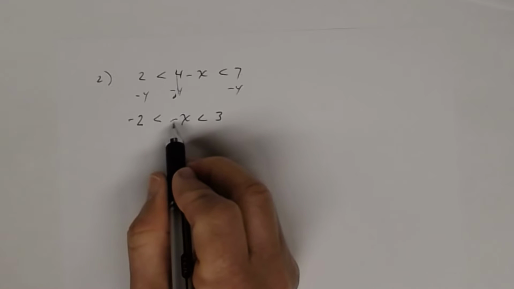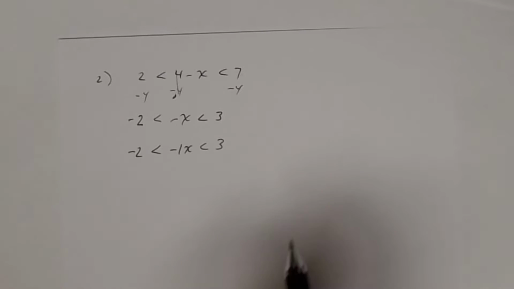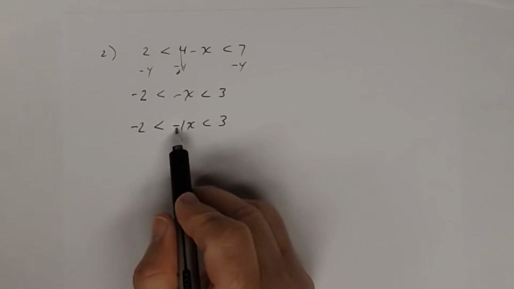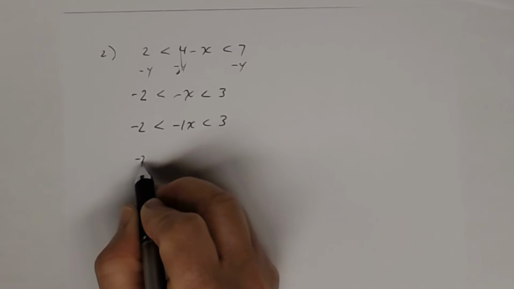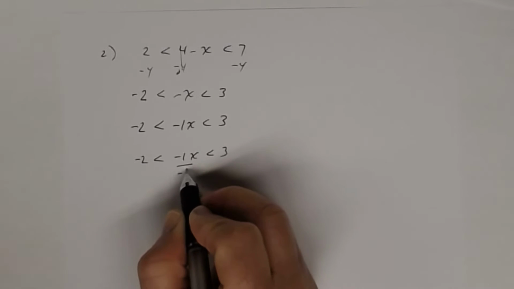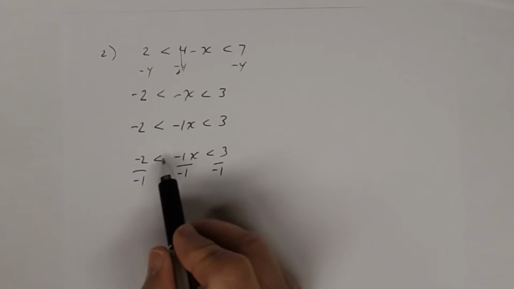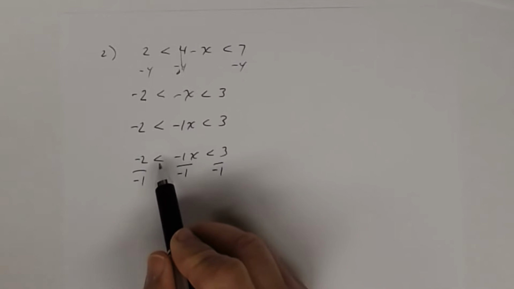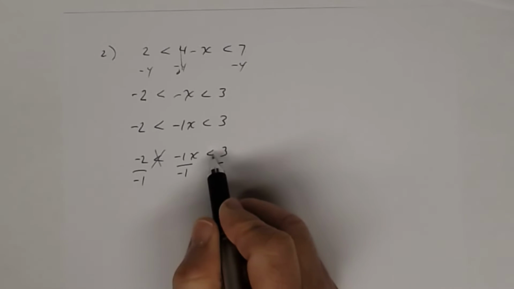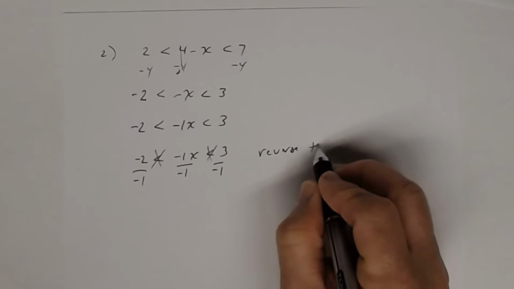All right, now I'm going to go ahead and rewrite this negative x like this. -2 is less than -1x is less than 3. All right, but remember, we're trying to get the value of the variable x by itself. So right now I'm multiplying by -1. The opposite of multiplying by -1 is to divide by -1. But remember, whenever you multiply both sides or all parts of an inequality by a negative number, you must reverse the inequality symbol.